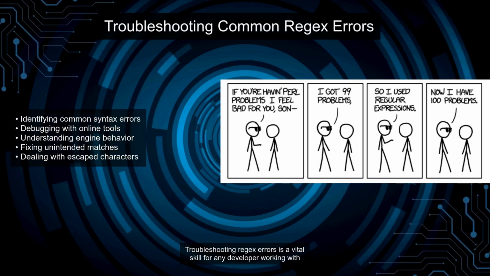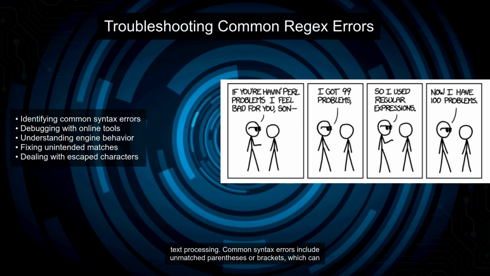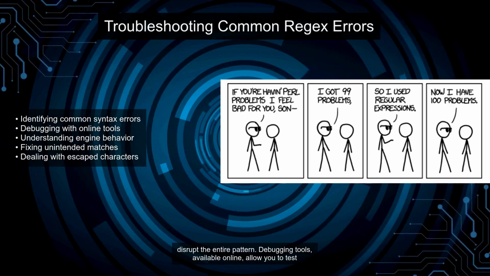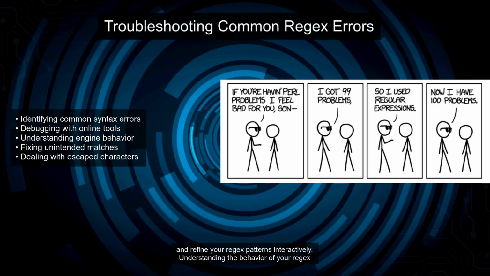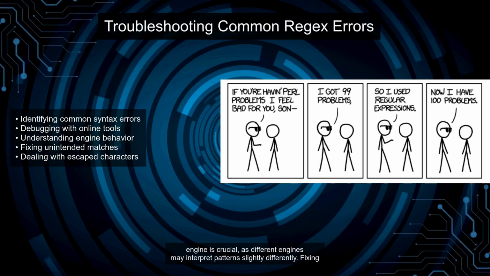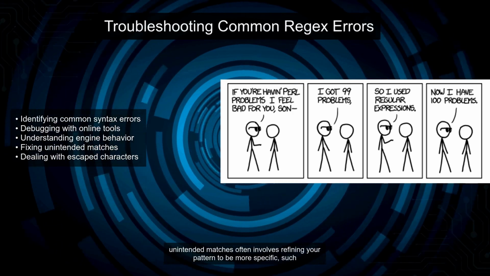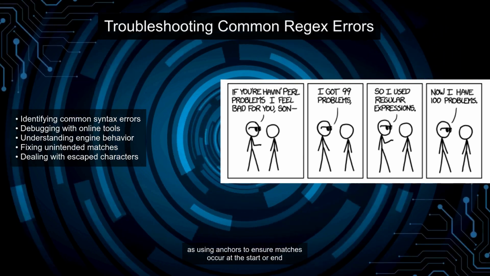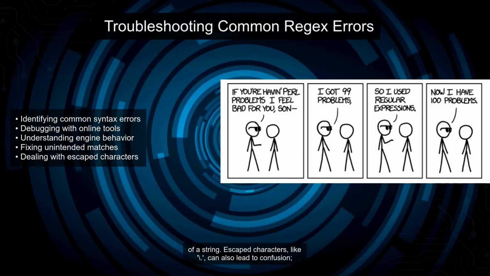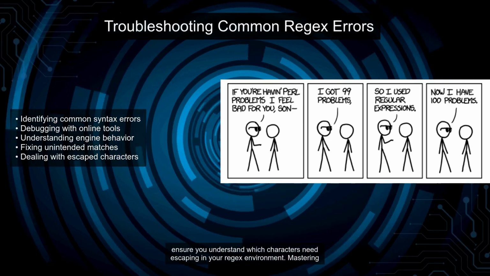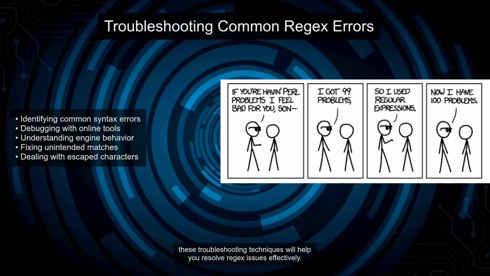Troubleshooting regex errors is a vital skill for any developer working with text processing. Common syntax errors include unmatched parentheses or brackets, which can disrupt the entire pattern. Debugging tools, available online, allow you to test and refine your regex patterns interactively. Understanding the behavior of your regex engine is crucial, as different engines may interpret patterns slightly differently. Fixing unintended matches often involves refining your pattern to be more specific, such as using anchors to ensure matches occur at the start or end of a string. Escape characters, like the backslash, can also lead to confusion. Ensure you understand which characters need escaping in your regex environment. Mastering these troubleshooting techniques will help you resolve regex issues effectively.